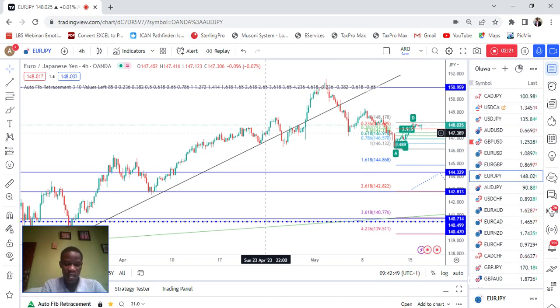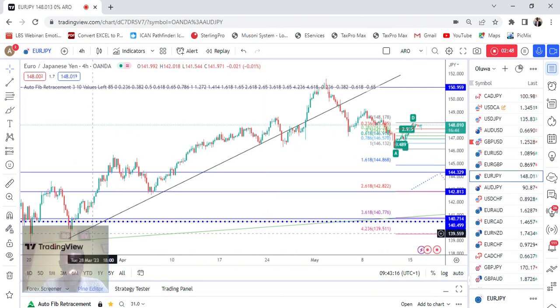Market structure helps us to identify the present condition of the market. As you can see, the present condition of this market is an uptrend, which is buy. So presently, buyers are in control of this market. They dominate the market.